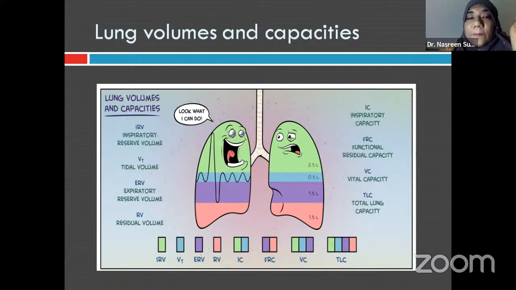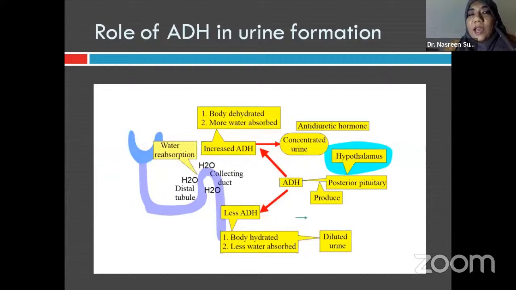Now, if you count here, inspiratory reserve volume, usually in a healthy adult, it will be 2.5 liters. Tidal volume will be 0.5, that is 500 ml. Expiratory reserve volume will be 1.5 liters and residual volume will be 1.5 liters. So combining these, you will get 6 liters. So normally a healthy adult will have a total lung capacity of 6 liters. Am I clear? Are you getting me or not? Yes.